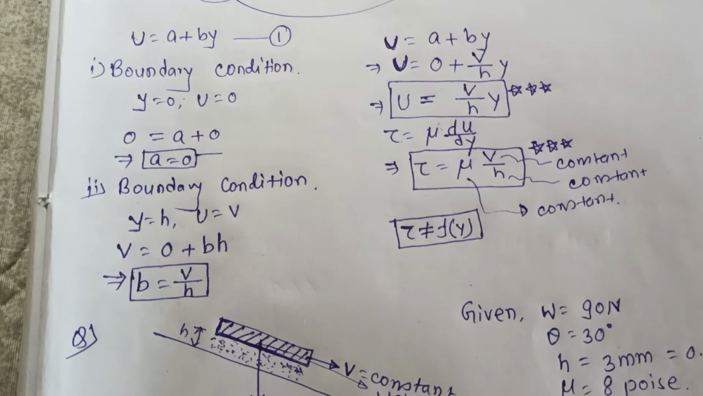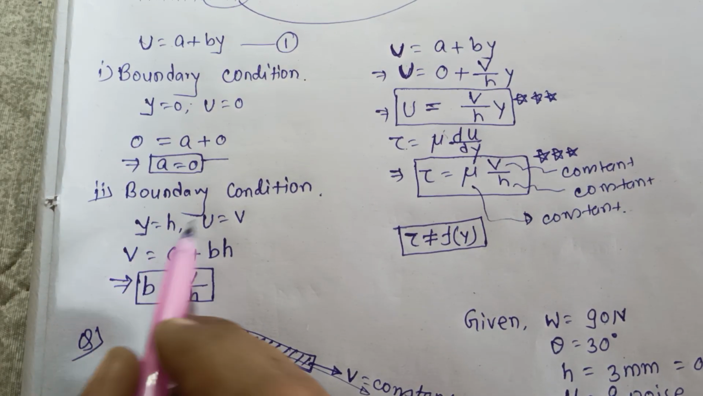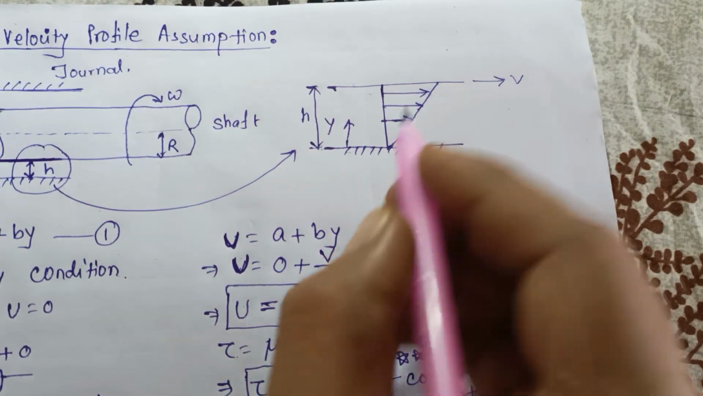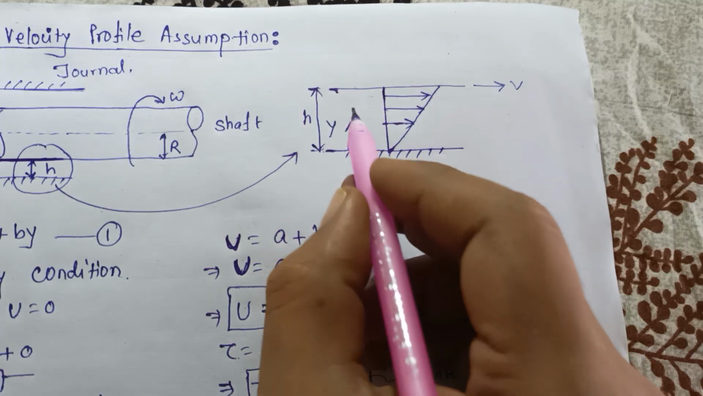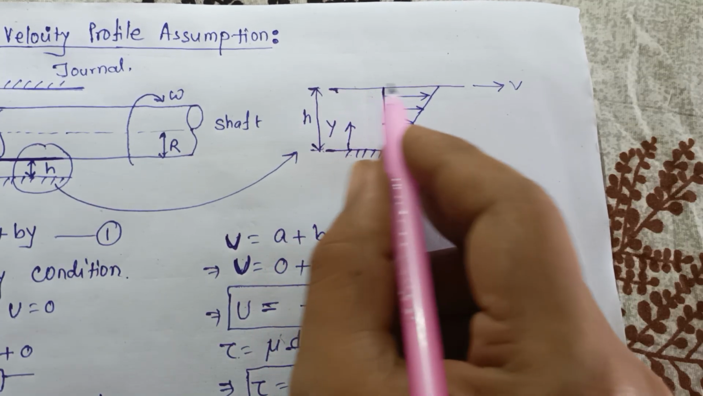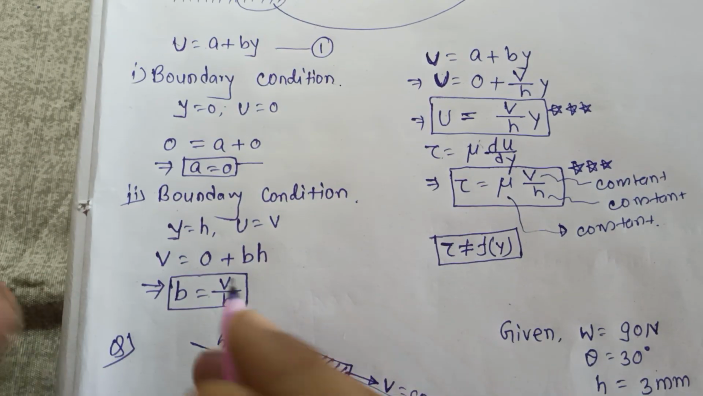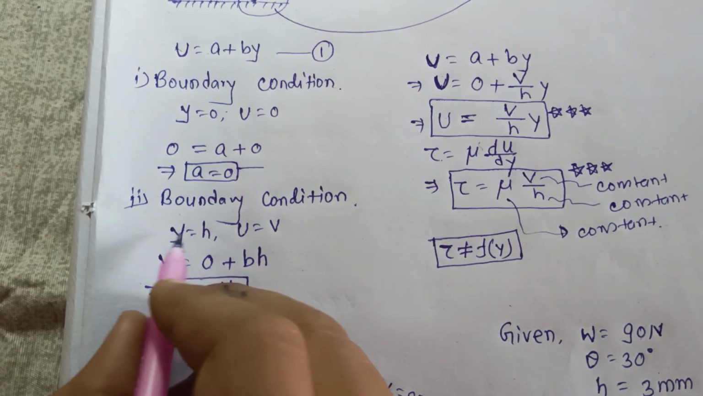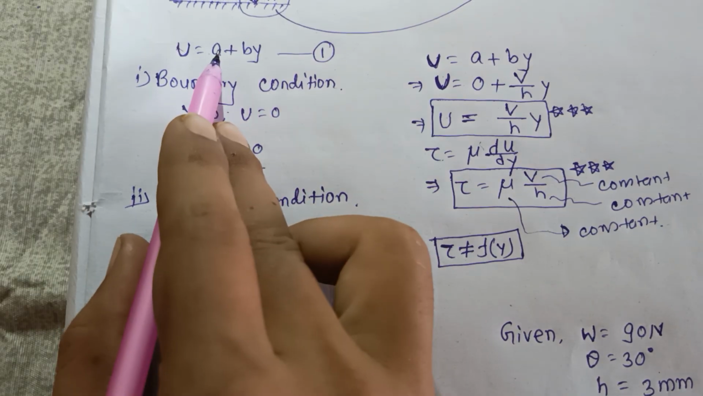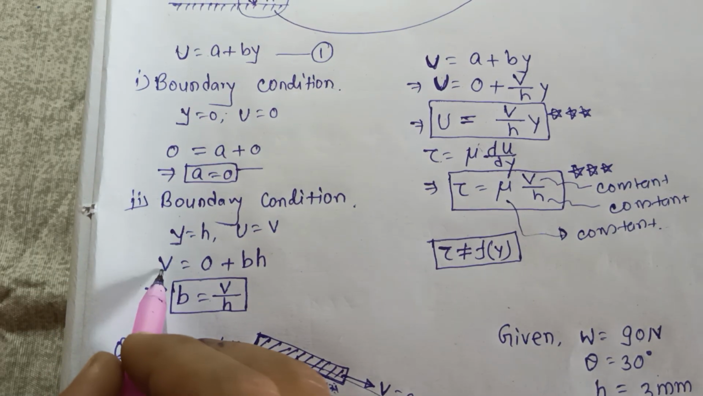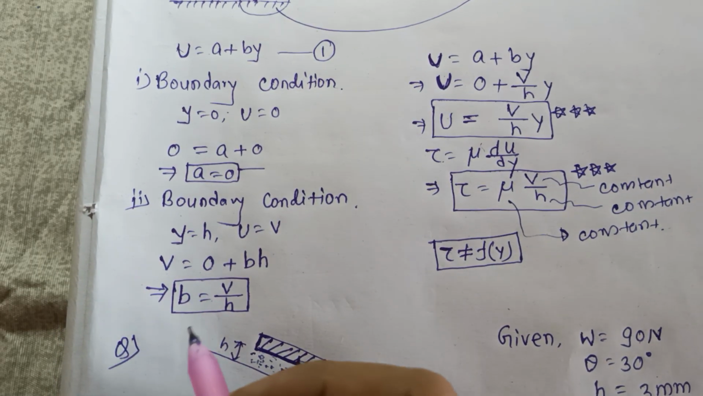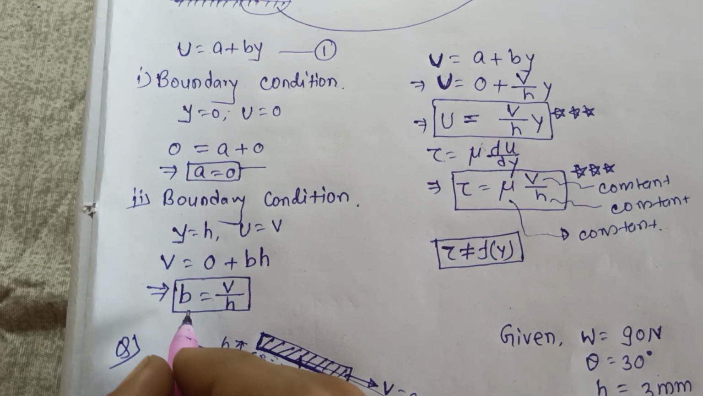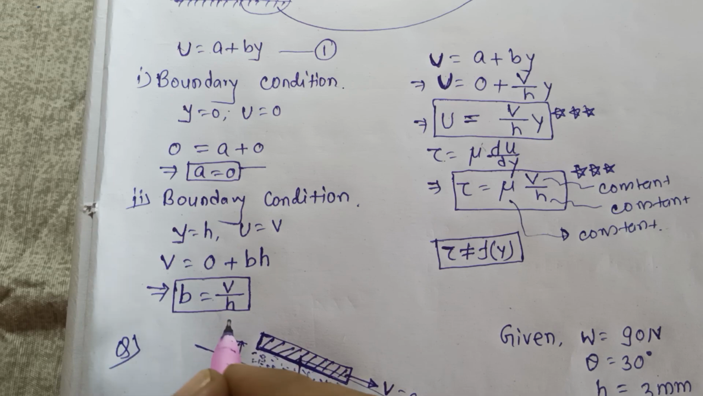Now there is the second boundary condition. At y equal to h, u will be equal to v. So when the value of y equal to h, the u velocity will be the v velocity. This is written here: y equal to h, u equal to v. If you apply this boundary condition in that equation, then v equals 0 plus bh. So from here b equal to v by h.